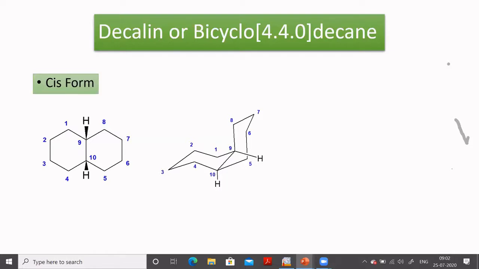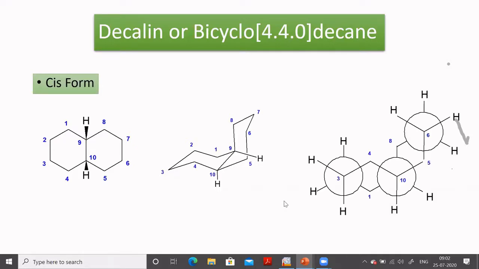Everyone knows how to draw the Newman projection of cyclohexane rings. Now I am drawing the Newman projection for this cis conformation. This is your structure. Now exactly understand how this structure is drawn. You are visualizing the structure through here. This is your visualizing point.